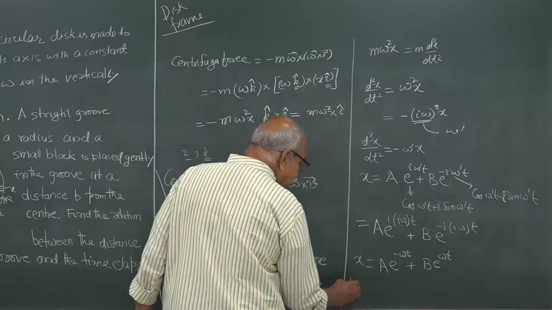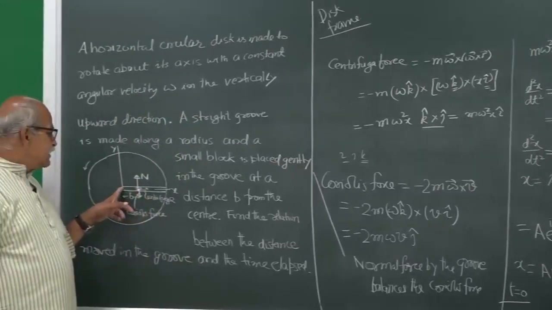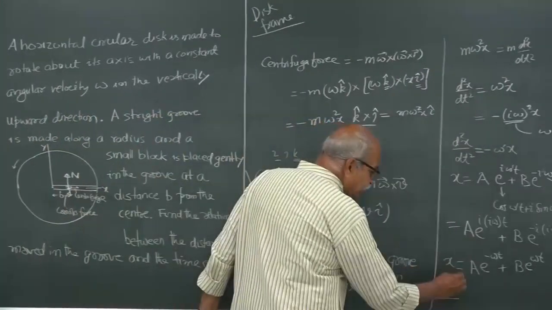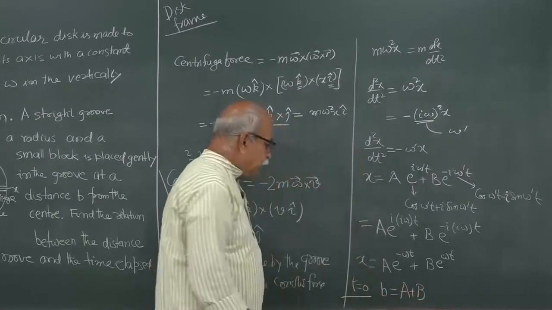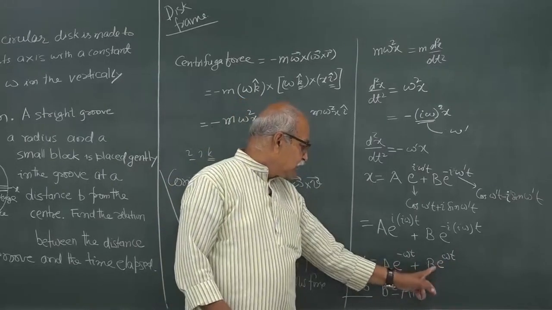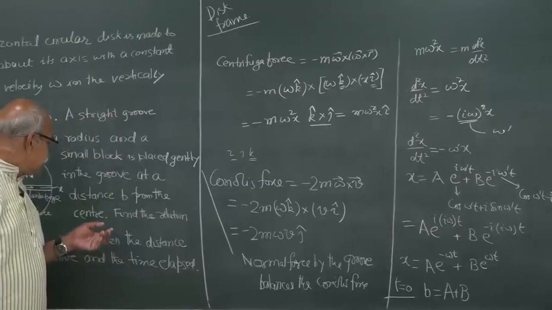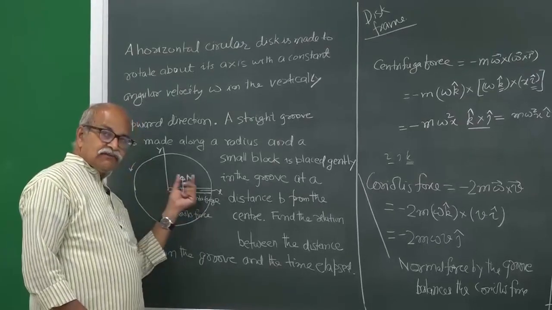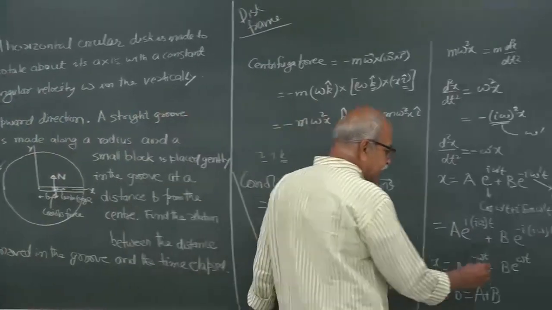So what happens at t equal to 0? At t equal to 0, the particle is at a distance b. So x is equal to b, which is A plus B, because when you put t equal to 0, this quantity is 1 and this quantity is also 1. So A plus B is equal to b. The other initial condition is that we put it gently. Although it is moving, when we place it we have not given any x velocity to start with. So x dot, dx/dt, is 0.